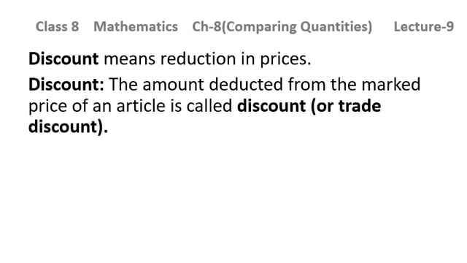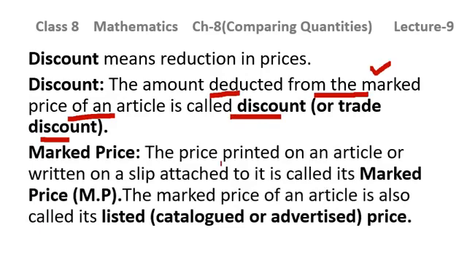So how will you define discount? The amount deducted from the marked price of an article is called discount or trade discount. What is this marked price? Let us see now. Marked price: the price printed on an article or written on a slip attached to it is called its marked price. I told you earlier also that the price which is tagged on an article, on a slip attached to it, or printed on the tag of an article, is called your marked price.